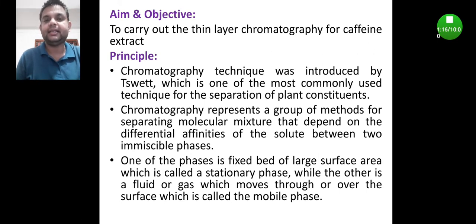One of the phases is a fixed bed of large surface area, which is called a stationary phase, while other is a fluid or gas which move through or over the surface, which is known as mobile phase. So there are two phases involved in that. First one is stationary phase, which is having larger surface area, and second one is a gas or fluid or liquid which moves across the stationary phase, known as mobile phase.